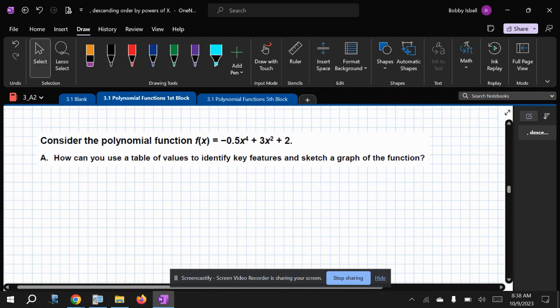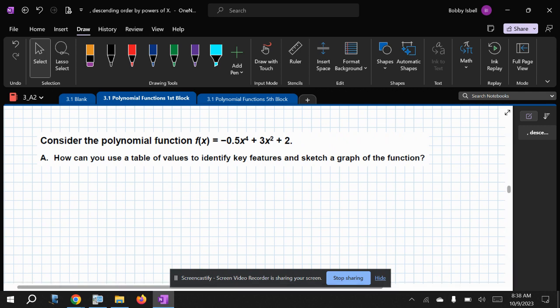I didn't do a good job on making your copy there. I didn't get this example in the right spot. But find that. Consider the polynomial. Can you use a table of values to identify key features and sketch the graph of that function?